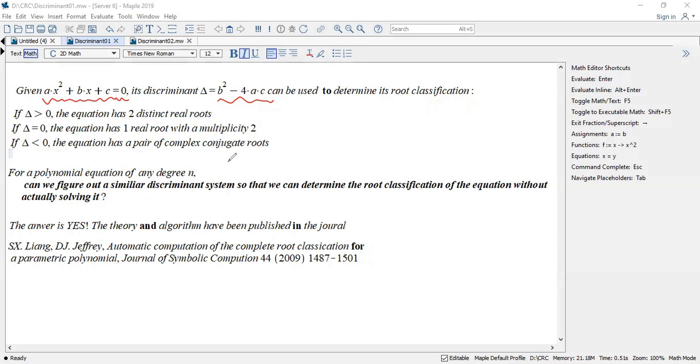Now, for a polynomial equation of any degree n, can we figure out a similar discriminant system so that we can determine the root classification of the given equation without actually solving it? The answer is yes. The theory and algorithm has been published in the Journal of Symbolic Computation in 2009. Today, we won't talk about this theory and algorithm. Instead, let's look at the implementation.